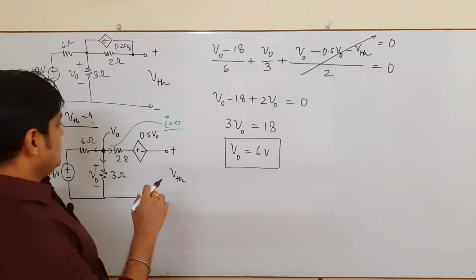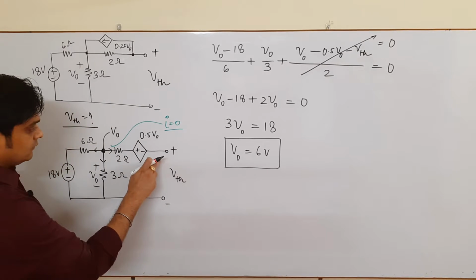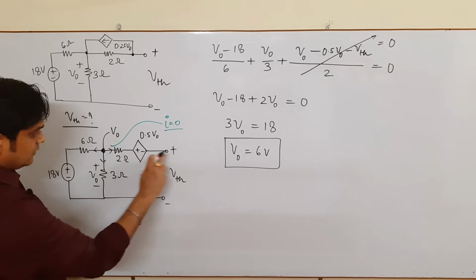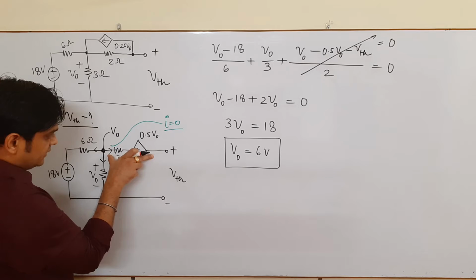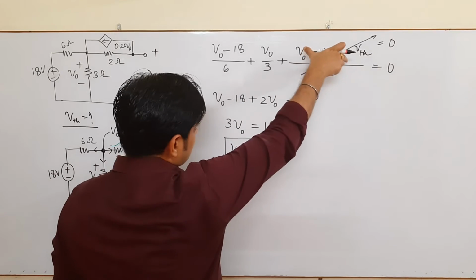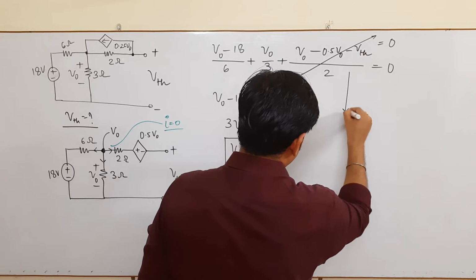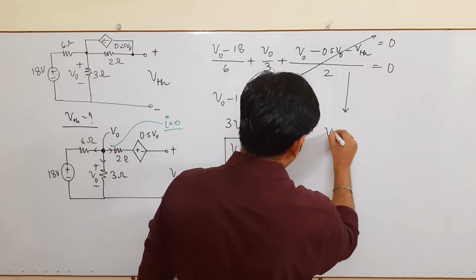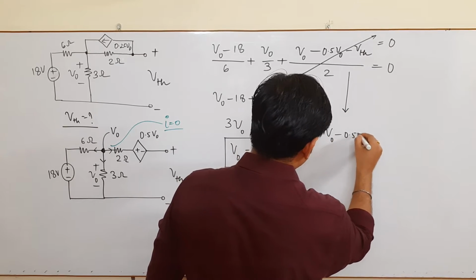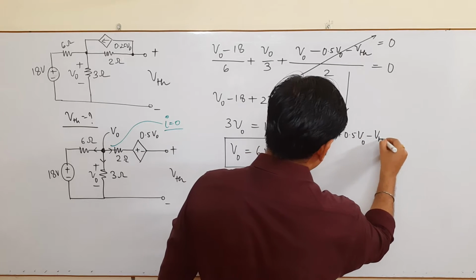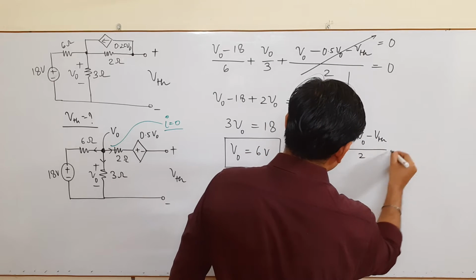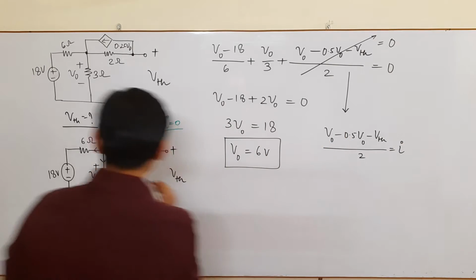See, from here you can find again the current in this branch is 0. It means you can say this factor is 0. So if I see this factor, that comes to be V naught minus 0.5 V naught minus VTH divided by 2 was the current flowing in this branch.